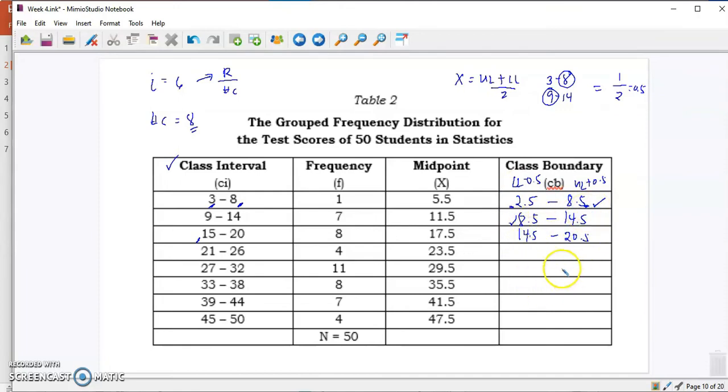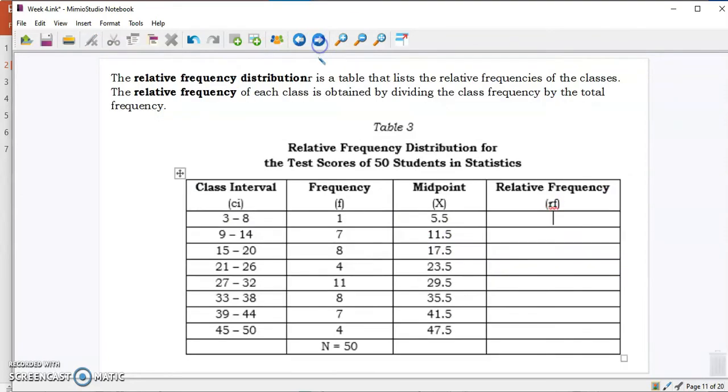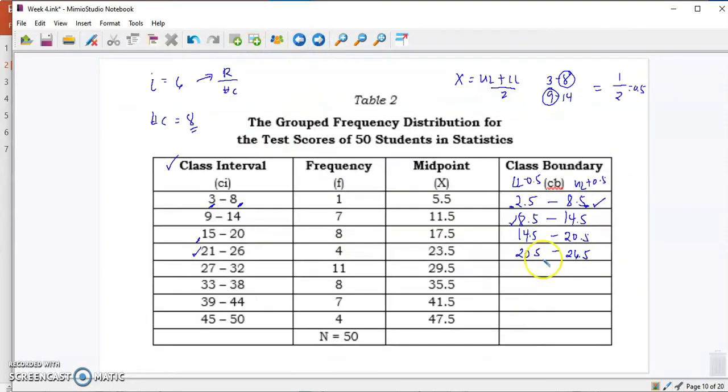That gives us this idea. Even if we don't look at the first class interval, we know that if this is 20.5, we'll start with 20.5 here until 26.5, and so on and so forth. So that's how we acquire the class boundary. If we continue doing that, we'll have the class boundary here. Now, this is the grouped frequency distribution. Let me continue: 26.5 to 32.5, 32.5 to 38.5, 38.5 to 44.5, and then 44.5 to 50.5.